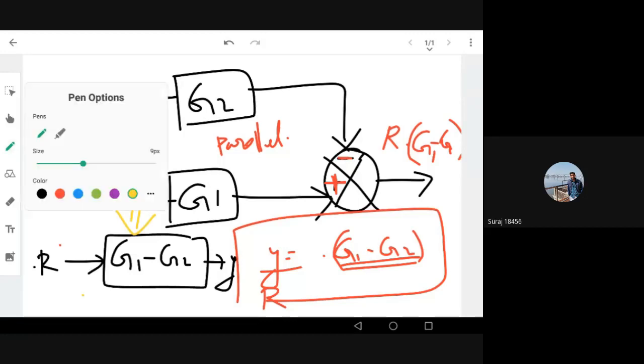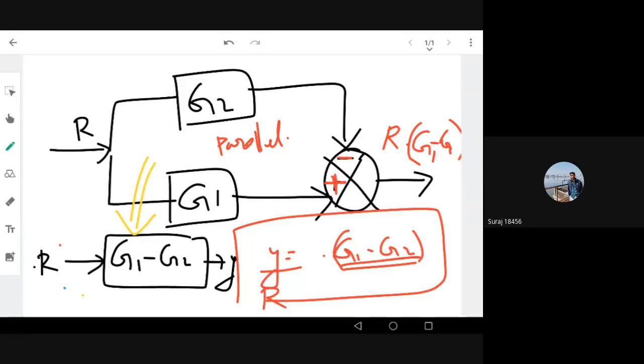Now, if G2 was going to the summing block as plus, the same thing will happen here. G1 plus G2 will be coming in the output. Clear? So this is the way we reduce a complicated block diagram or transfer functions into a single transfer function for the simplicity, for analysis, for understanding the stability, etc. Okay. Now I'll give you small such problems, and you can simplify them.